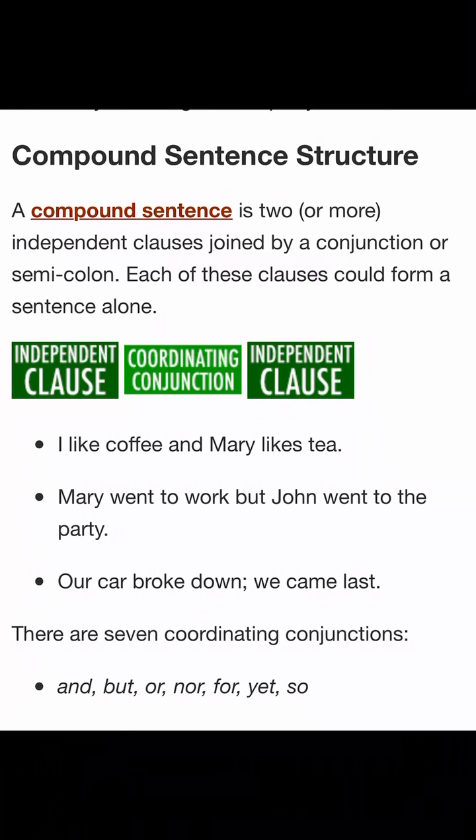Okay, come to the compound sentences. A compound sentence contains at least two independent clauses. These two independent clauses can be combined with a comma and a coordinating conjunction or with a semicolon. Just see the formula of it: independent clause, coordinating conjunction, and then independent clause. Just see the examples here.